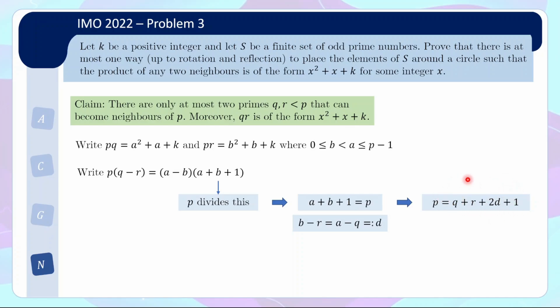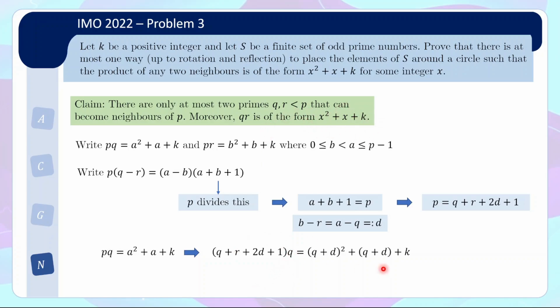And the purpose of all of this is so that now I can look at my original PQ equals A squared plus A plus K, right? And I substitute in P, this thing we just derived over here. And then A is Q plus D, which I plug in here, and A is Q plus D. So this expression, I now write everything in terms of Q and R and D. And you realize that QR is the term we are after, right? It's what we want to show to be of the special form.